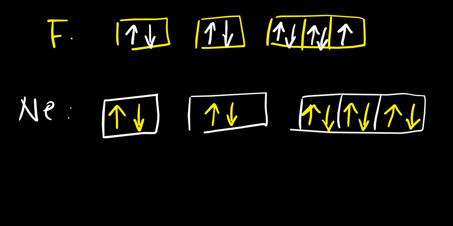So this is how we represent the electronic configurations for these atoms when you want to represent them in orbitals, and just to write them using Hund's rule and the Pauli exclusion principle.